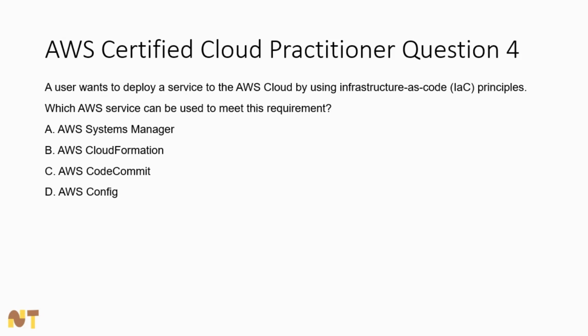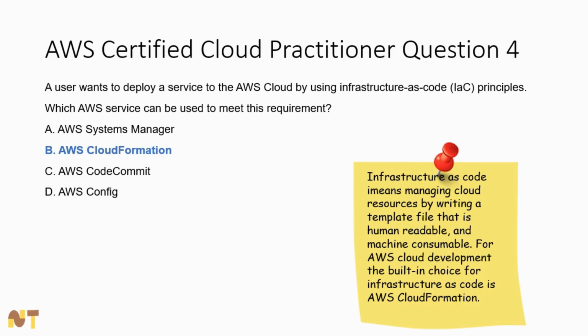Now, infrastructure as code is the process of provisioning and managing your cloud resources by writing a template file that is both human-readable and machine-consumable. For AWS Cloud development, the built-in choice for infrastructure as code is AWS CloudFormation. So, the correct answer is B. CloudFormation. Moving on to the next question.